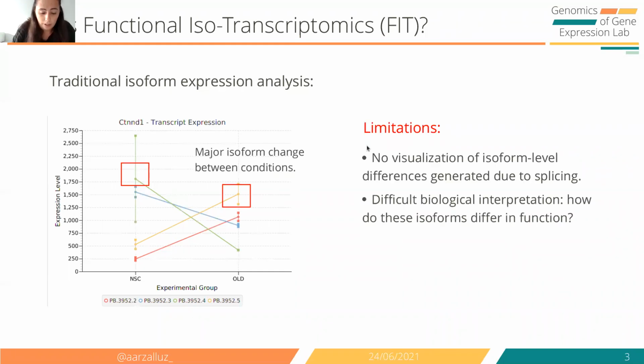First, it's not very easy to systematically visualize the differences between isoforms that have been generated due to splicing. And in addition, the biological readout of these changes in expression is very difficult to obtain because there's no way to know how much the isoforms of a gene really differ in biological function.